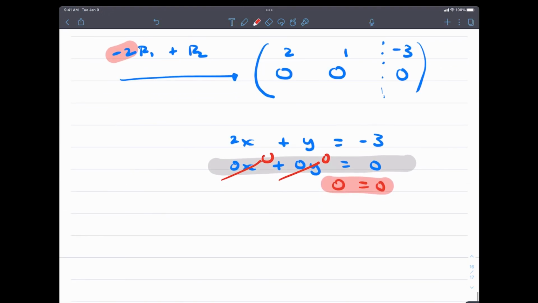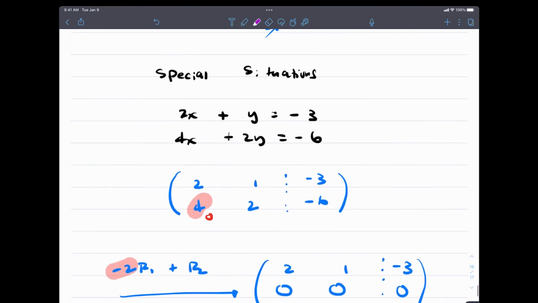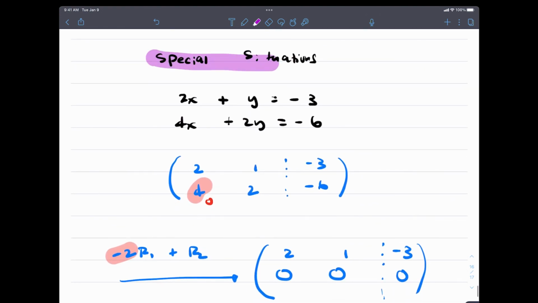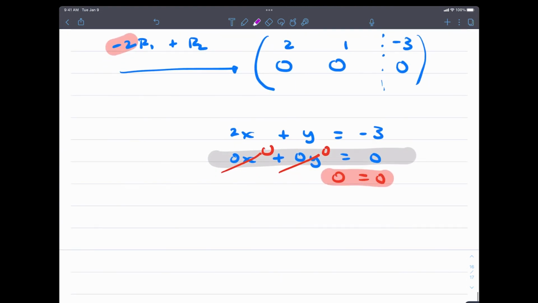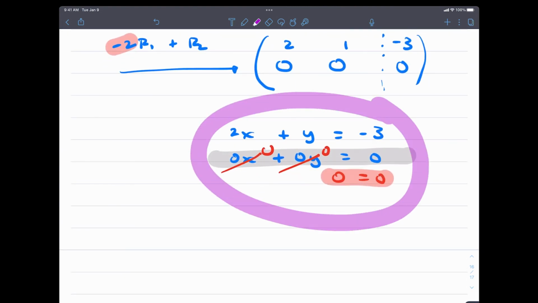Now I'm going to color this as a special situation. You say, what's so special about this? This is when we say there are infinitely many solutions. And I want to say this here is a true statement. So how you know there's infinitely many solutions in a system is when you get, at the very end, a true statement like 0 equals 0. That's how you know.